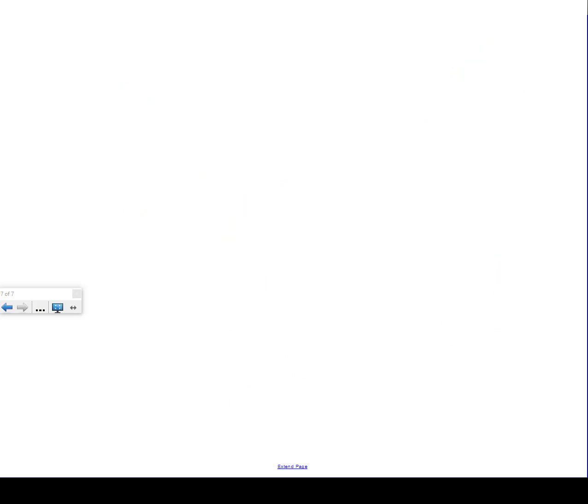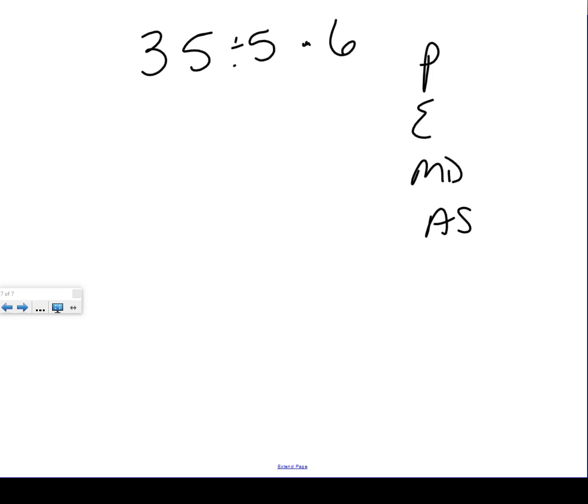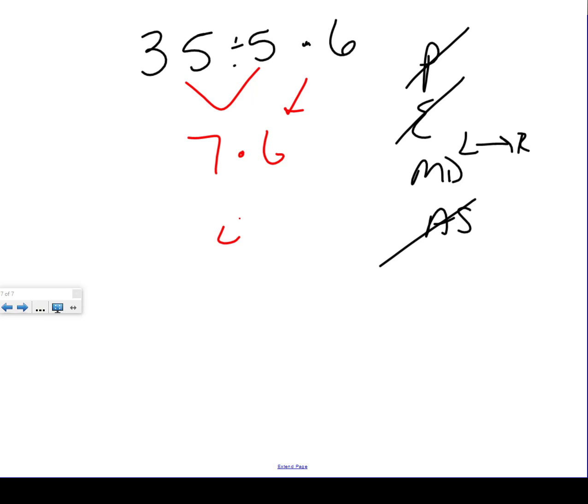All right, let's try another one. 35 divided by 5 times 6. No parentheses, no exponent, and no add subtract. I only see multiply and divide in this problem, and we solve this moving from left to right. So the first thing that we do is we're going to divide, and 35 divided by 5 gives me 7. I bring down the 6 that I haven't used. It's multiply right there, and so 7 times 6 gives me a final answer of 42.